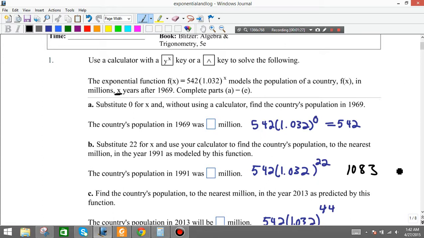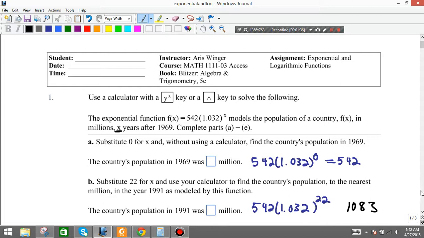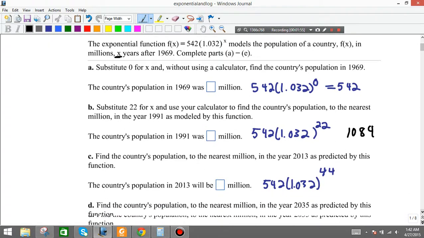Okay, and then you just work your way through the rest of them. So let's see if they're asking you to round. To the nearest million. So if you're rounding to the nearest million, it's 84 for me. 84. And then you just roll through the same way.